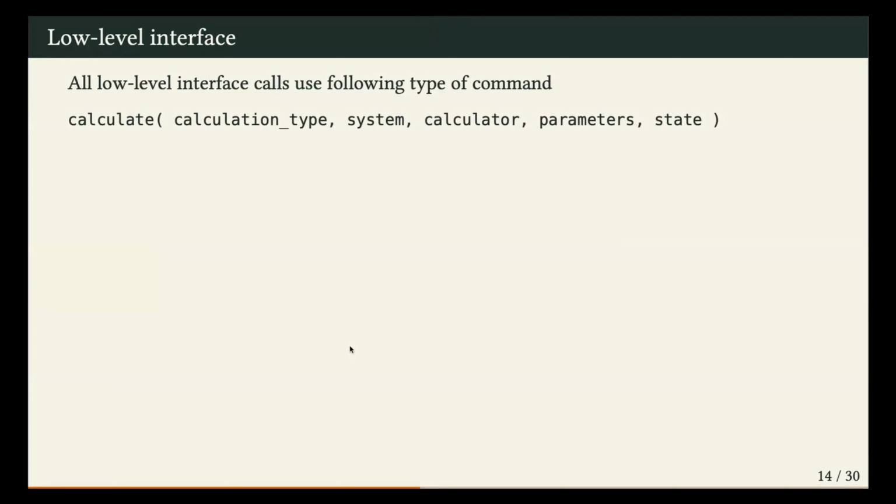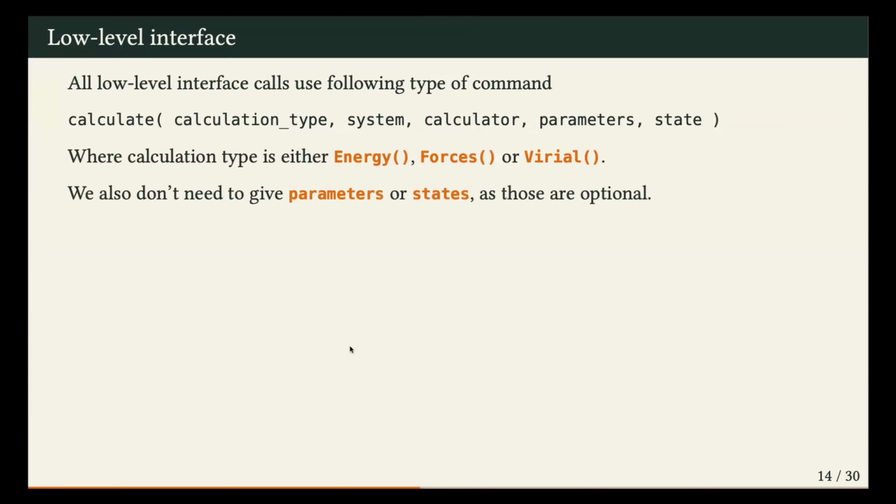So you have a calculate command. Then you have a type that specifies what kind of calculation you're doing. Then you have system, then you have calculator, and then you have two new things, parameters and state. Basically this comes from Lux. If you want to know more about what the Julia Lux is, then go and look for this one. The calculation type now is either energy, forces, or virial. The parameters and state you can ignore. I will tell you later on what those actually are.